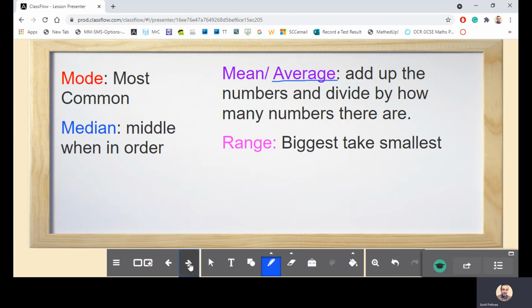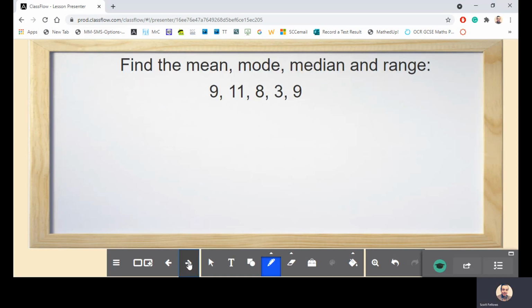So let's have a look at these in practice. So finding the mean, mode, median, and range. So start with the mode, which is the most common number. So the most common number here is 9. Okay, it's 2 9s.